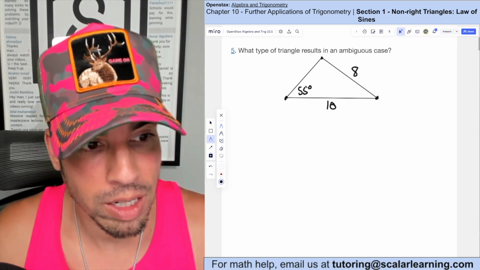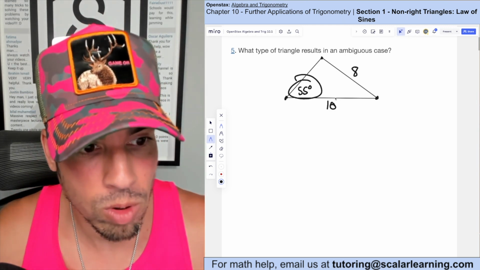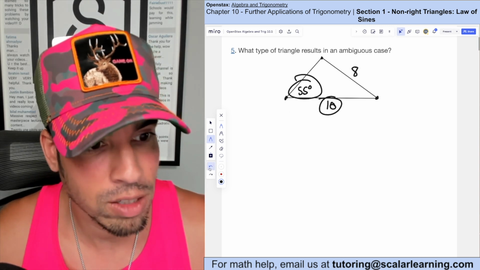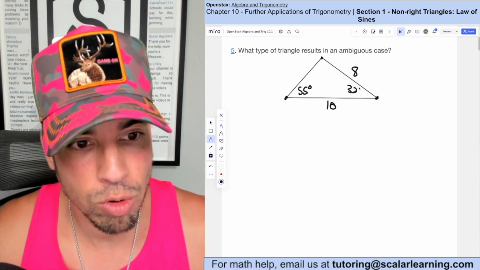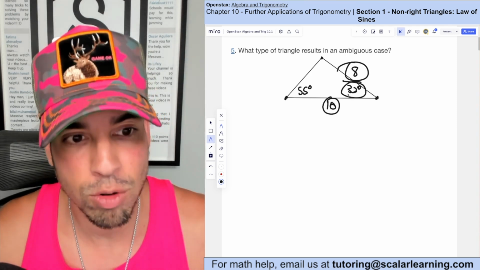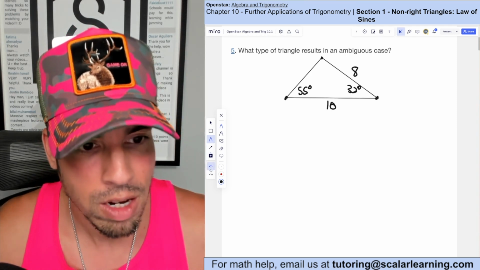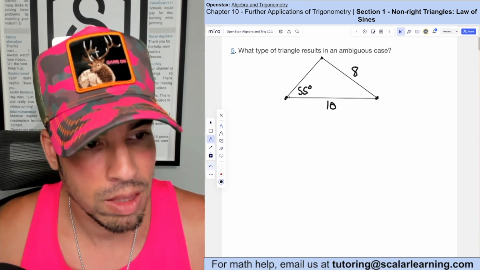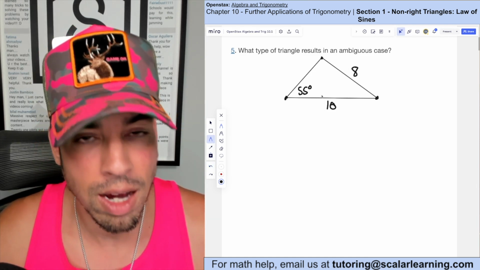And the other way to remember it is if what's given to you is an angle, a side, and a side, right? As opposed to if I had 32 degrees in here, then this is side, angle, side. Then that angle is included between those two sides, within those two sides. So that would not be an ambiguous case. But this one is, again, angle, side, side. That's how you do it.